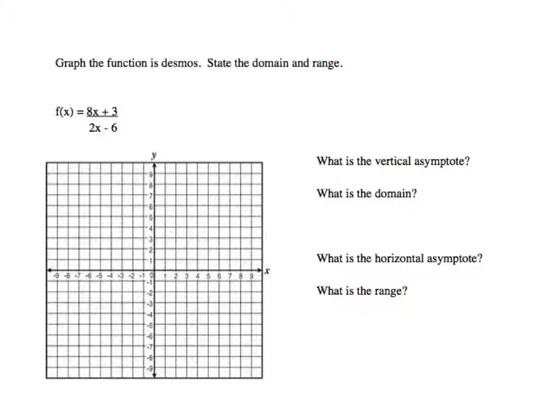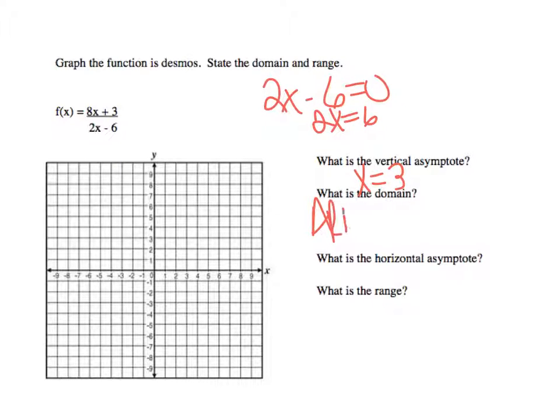Okay, last example here of when we have it in this form. What is the vertical asymptote? Well, that is when the denominator equals 0. So if 2x minus 6 equals 0, if we add 6 to both sides, we get 2x equals 6. Our vertical asymptote is at x equals 3, and our domain is all real numbers except 3.